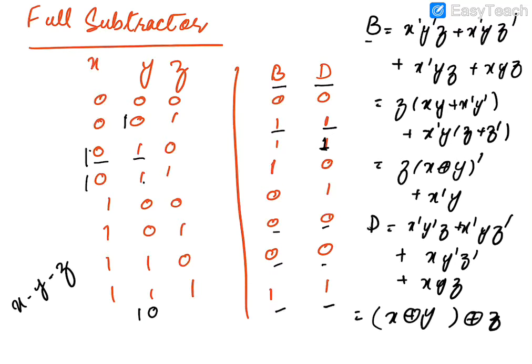Now you will write expressions for borrow and difference. You can see that after taking z and x prime y common, you have this form for borrow: z into (x XOR y) whole prime plus x prime y, and for difference you have x XOR y XOR z. This is equal to the sum bit of full adder, and borrow and carry have a small difference like this. Here you have prime and again you have prime here. So from these expressions you can easily draw the circuits for a full subtractor.